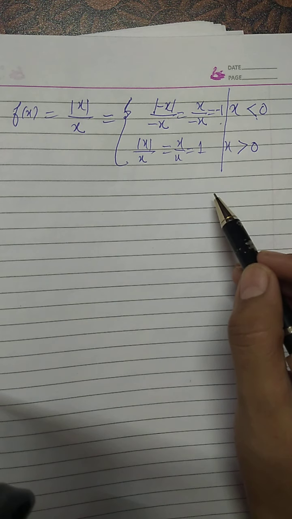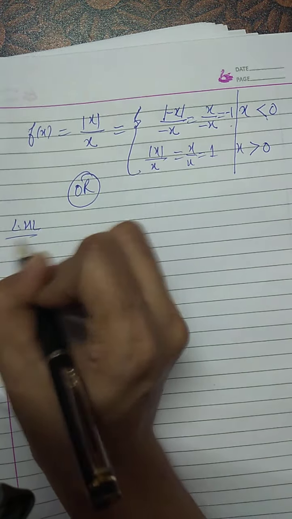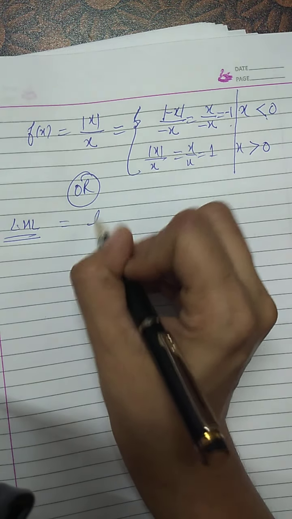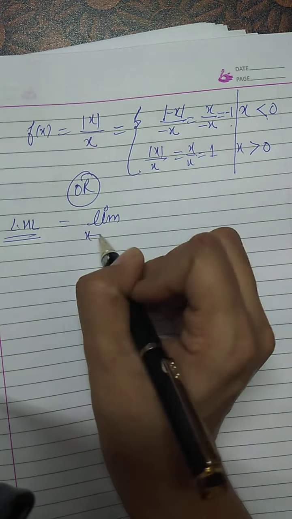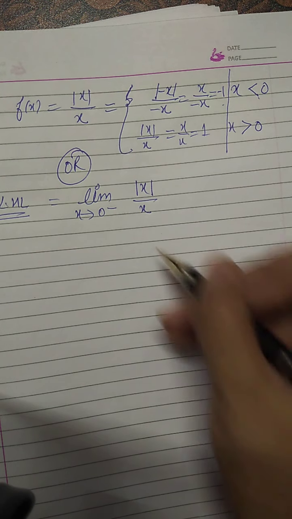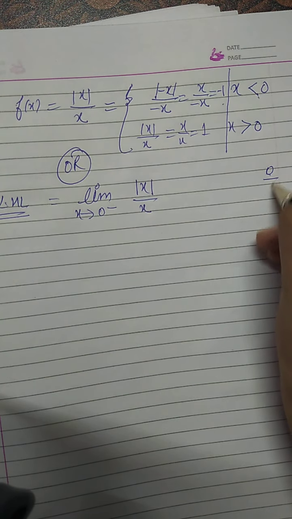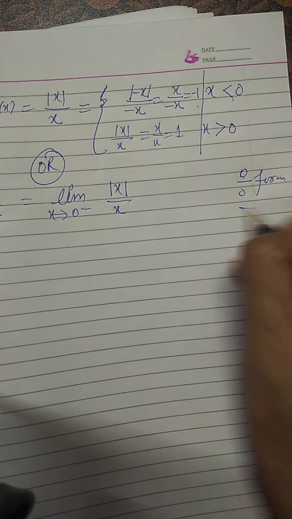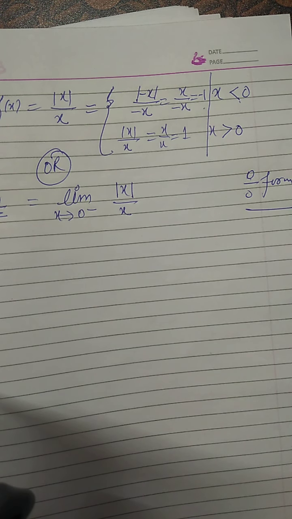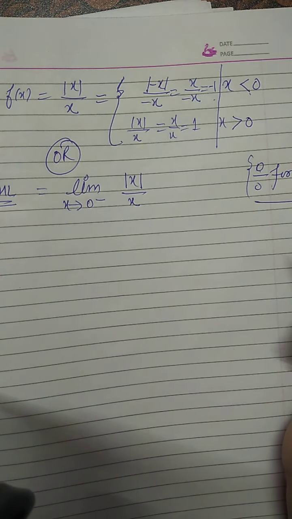Either you define it here itself, or the other way, what I will do is calculate the left hand limit. The left hand limit will be the limit as x approaches 0 from the left of mod x upon x, right? Now if I just apply the limit directly, I will get the 0 upon 0 form, which means indeterminate form. So I have to avoid this 0 by 0 form, and for that I will substitute. Now the question is what I will substitute here.